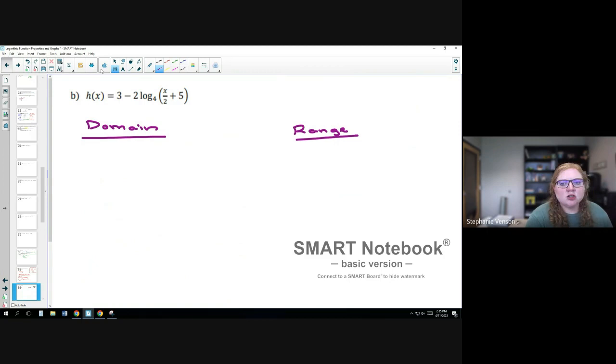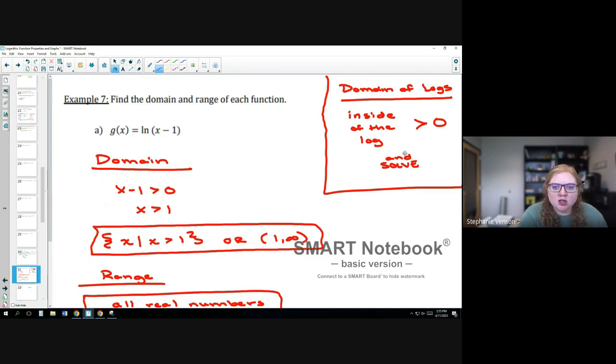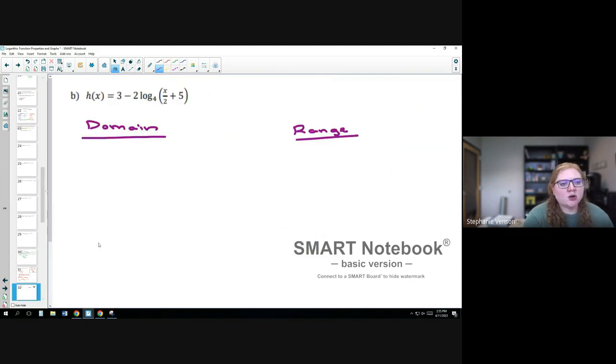But let's go back and take a look at our rule for finding the domain of logs. All you have to do is take the inside of the log, set it greater than 0, and solve. So if I'm taking a closer look at this problem, the only thing that's inside of the logarithm is x over 2 plus 5. The 3 and the minus 2 are all outside of the logarithm, so I don't care about them, because the only thing I need to find the domain of a logarithm is the inside of that logarithm. So the only part I care about is the x over 2 plus 5.